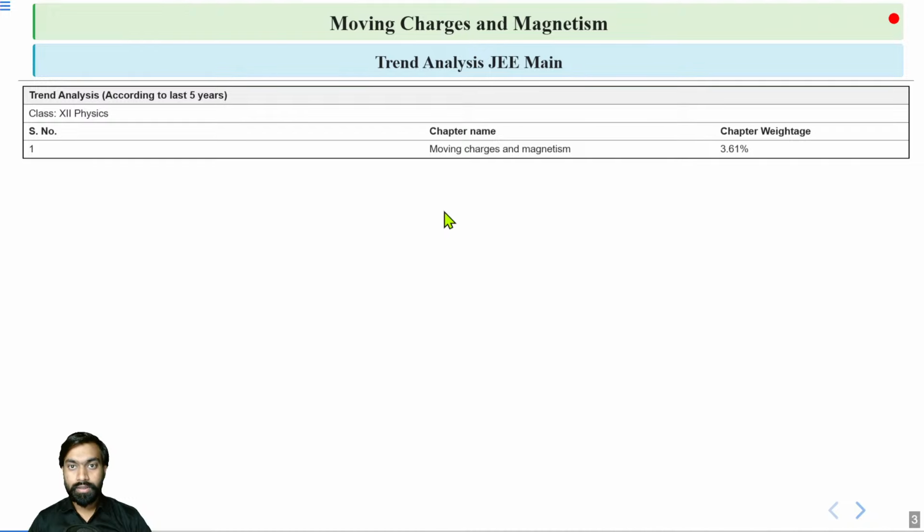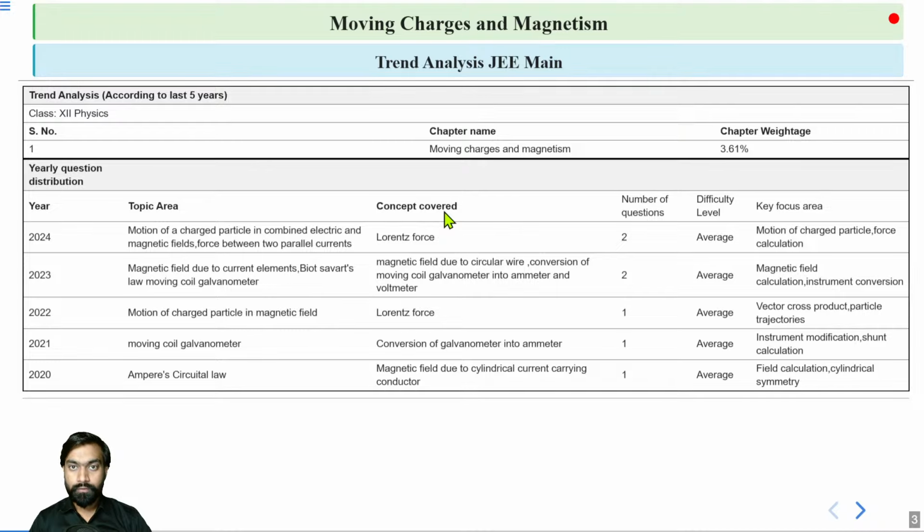So let's see the trend analysis of JEE of the last 5 years. The overall weight of the chapter moving charges and magnetism according to the last 5 years is 3.61%. If we talk about the yearly question distribution, in 2024 questions were asked from Lorentz force, number of questions 2, and the difficulty level was average.